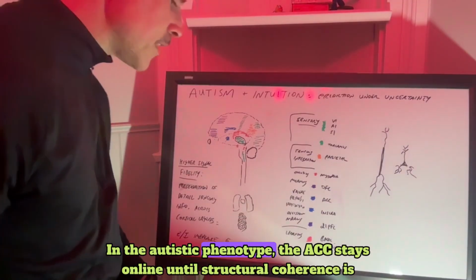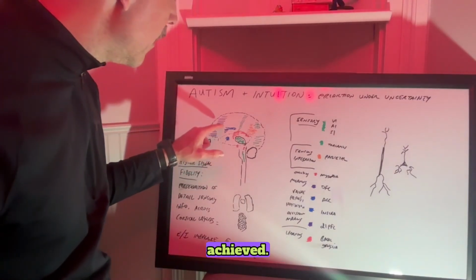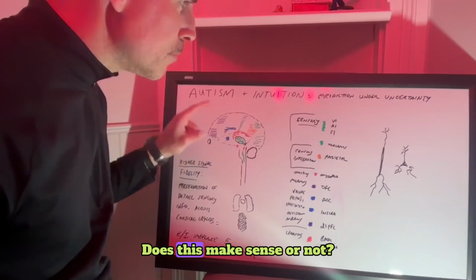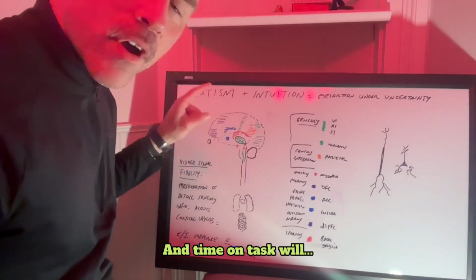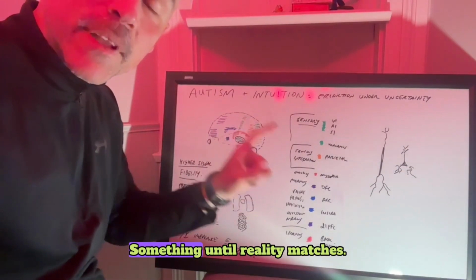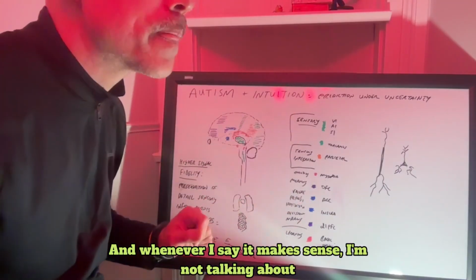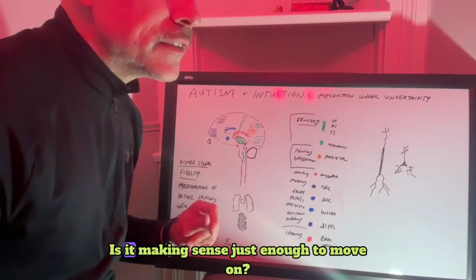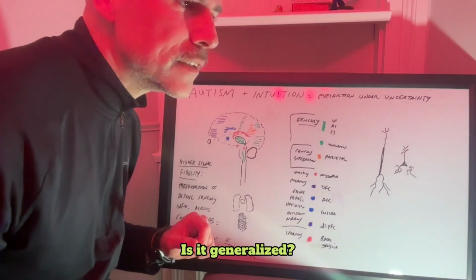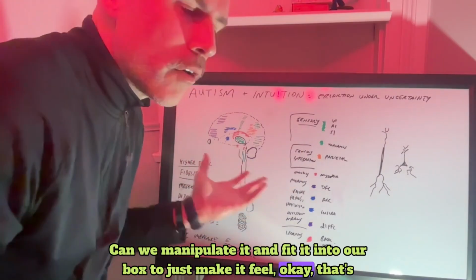Okay, in the autistic phenotype, the ACC stays online until structural coherence is achieved. There's no generalization of things. It's, does this make sense or not? And time on task will persist for the autistic phenotype until something makes sense, until reality matches. And whenever I say it makes sense, I'm not talking about, is it making sense just enough to move on? Is it generalized? Can we manipulate it and fit it into our box to just make it feel, okay, that's acceptable.